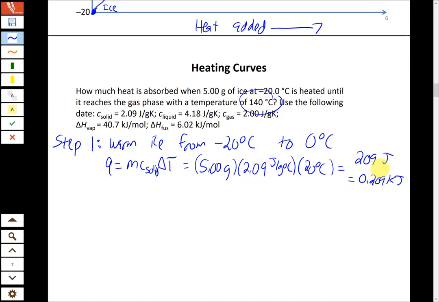All right, so we've gotten the ice up to 0 degrees Celsius, so then the second step is going to be to melt the ice.